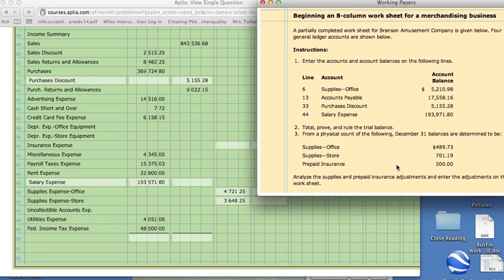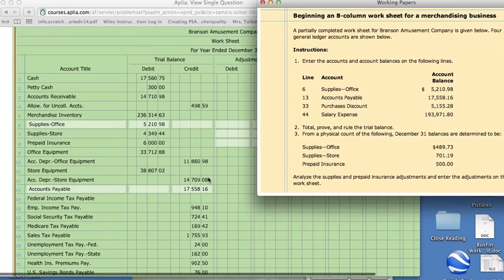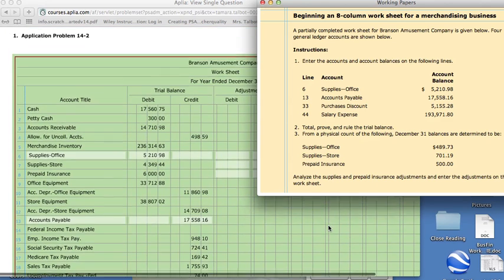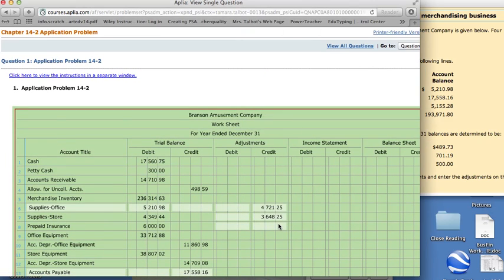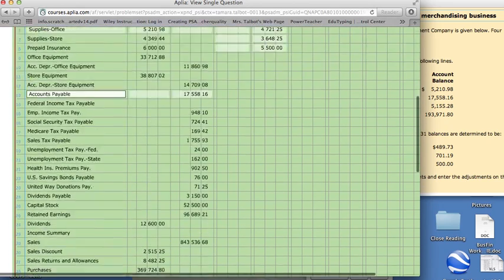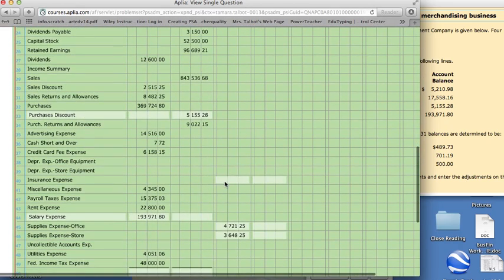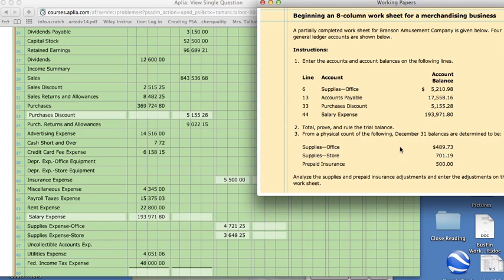And the last one that we're going to do for this one is prepaid insurance. It has gone down to $500. That is all that is left in our prepaid insurance. We started out with $6,000. I think we could probably do that in our head. 6,000 minus 500 is 5,500. It got smaller, so we will put it here, and also down here with our insurance expense will be a debit. So that is how you calculate the adjusting entries for supplies, office supplies, store, and prepaid insurance.